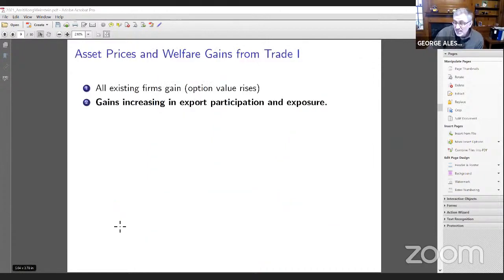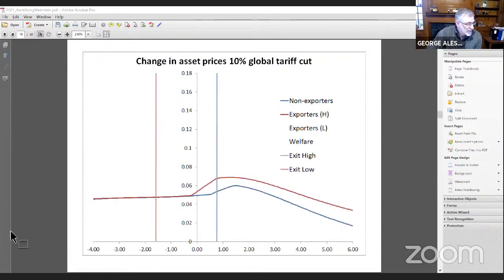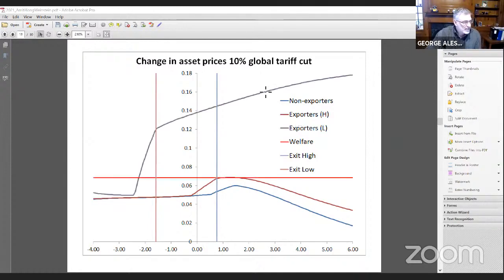The second thing is the gains are going to be increasing in export participation and exposure. So here I'm going to look at an exporter. An exporter's asset prices are going to gain more than a non-exporter. That's his red line. And this is a pretty bad exporter, say a guy who's only selling 2% overseas. If I look at a really good exporter, that's this purple line, he's going to have a much bigger gain. So the important thing to get out of this is a big gap in the gains from asset prices, but everyone's going to gain from the trade reform. Okay, that's what these lines say.